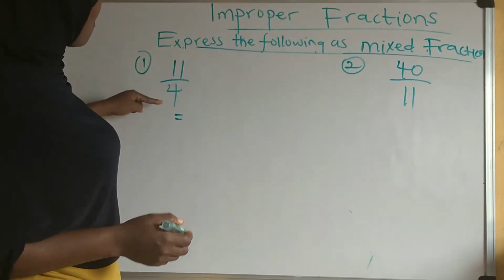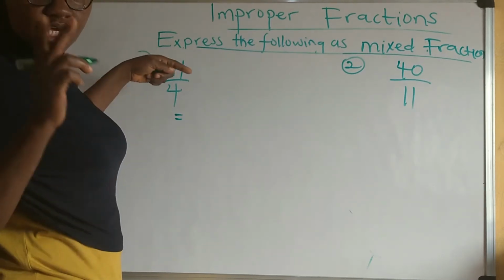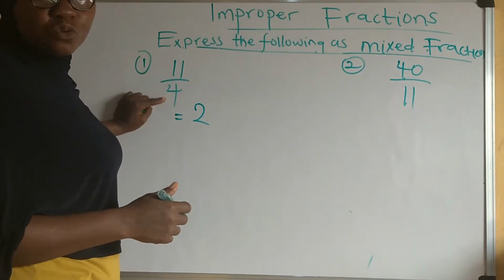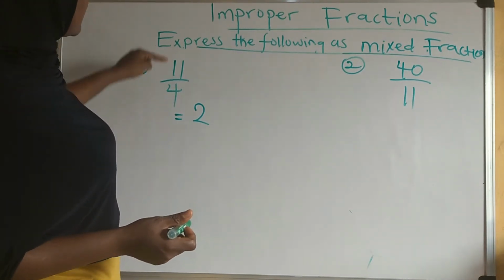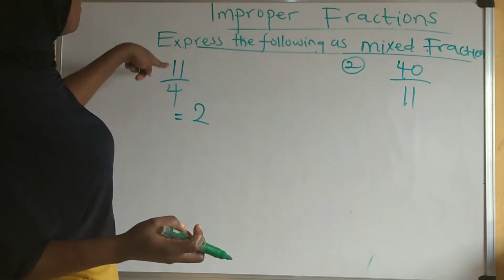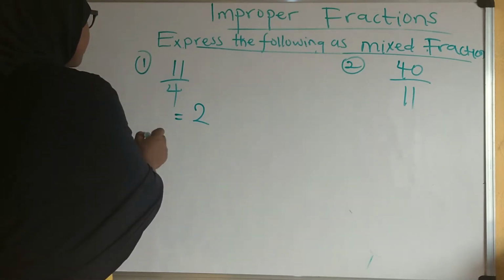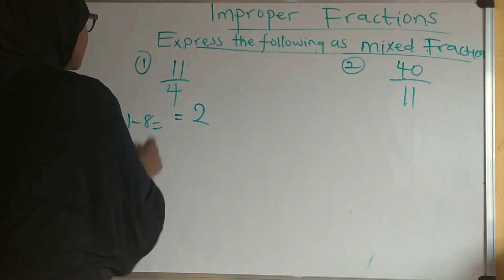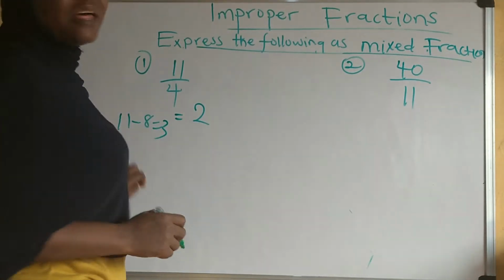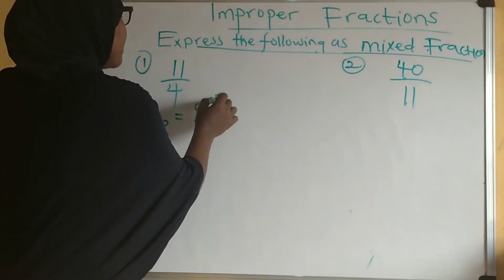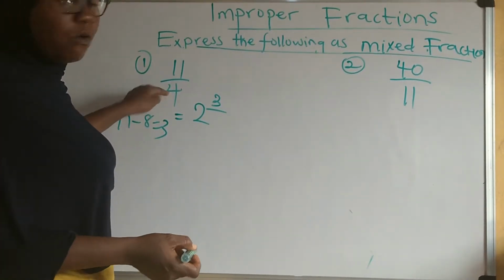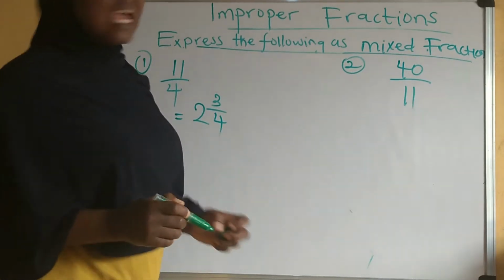Now 2 times this 4 means 8. That means I'm going to remove 8 from 11. Now if I remove 8 from 11, I'll have what left? 3. Now that 3 that I have left is what I'm going to put up here, 3 over what? My denominator is still going to stand at the end of the day, which is 4. So you can see that this 11 over 4 as an improper fraction, I've been able to successfully convert it to a mixed fraction.